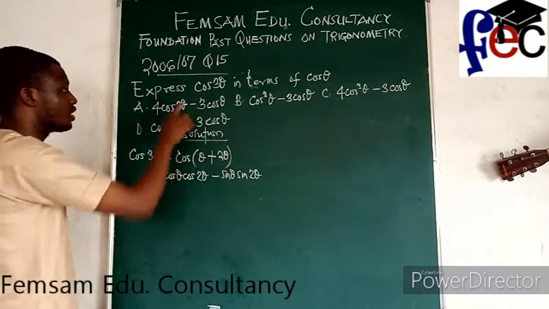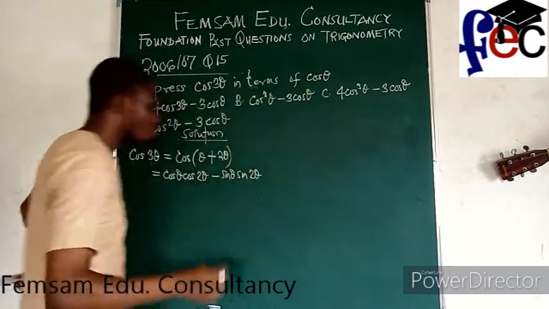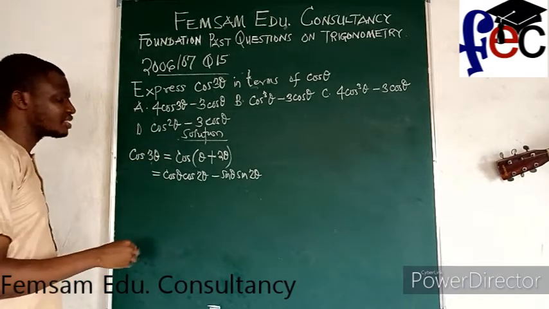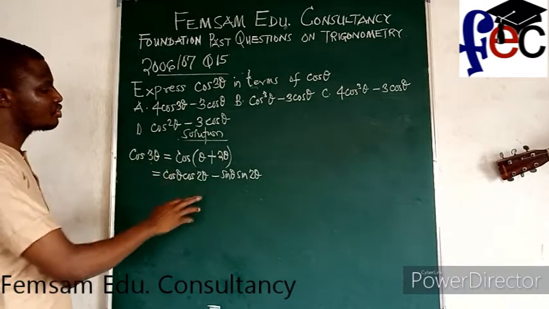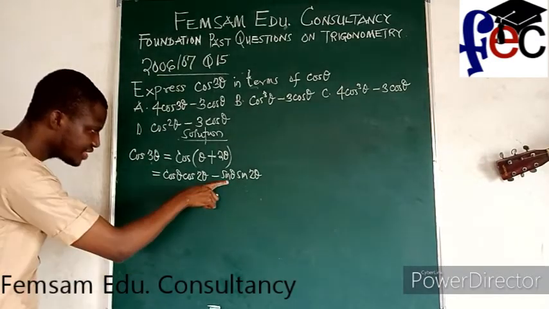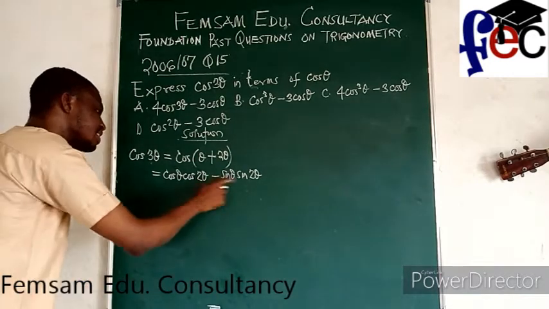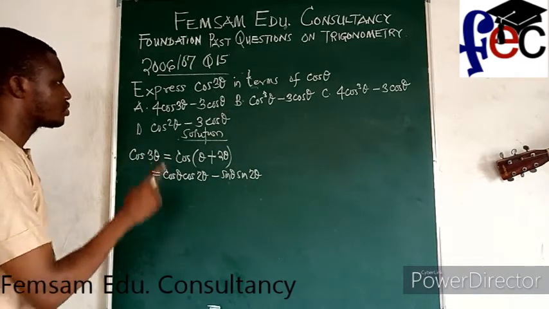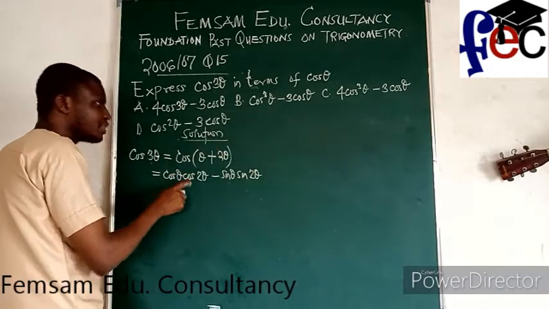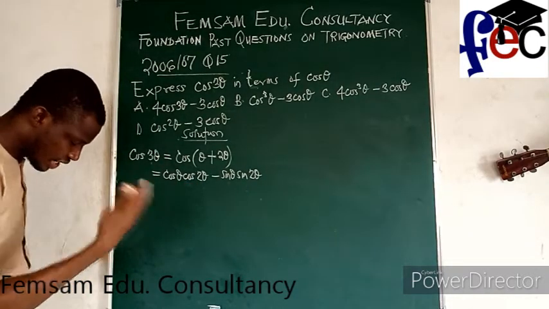Don't forget, we are to express this cos 3 theta in terms of cos theta. So our duty is to look for a way to ensure that no other trigonometric ratio appears in this expression other than cos theta. So I can see sin theta here. I can see sin 2 theta here. I don't need this. But even cos 2 theta here, I don't need it because they want it in terms of cos theta, not cos 2 theta.